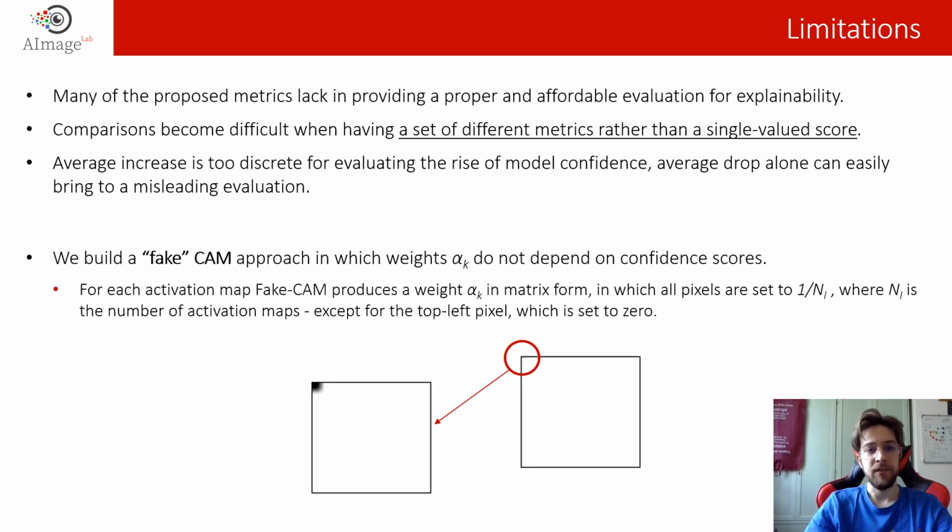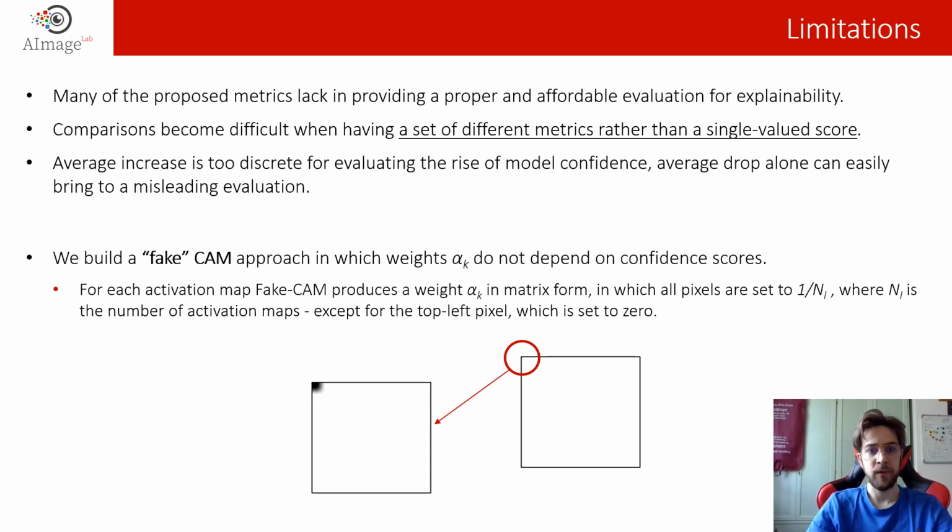To give clear evidence of this last point, we built a fake CAM approach in which weights alpha k do not depend on the confidence score. In fact, for each activation map, fake CAM produces a weight alpha k in matrix form, in which all pixels are set to 1 over NL, where NL is the number of activation maps, except for the top left pixel, which is set to 0. So, constant saliency maps, clearly independent from any input image or any CNN.